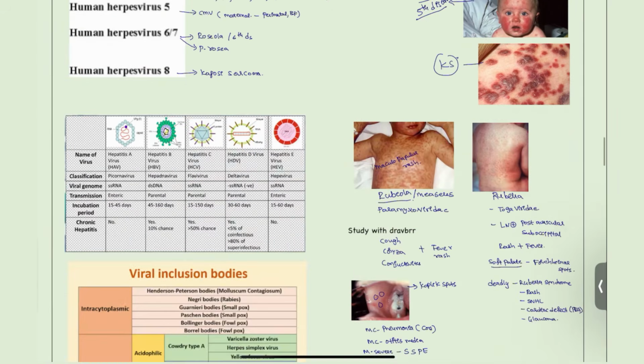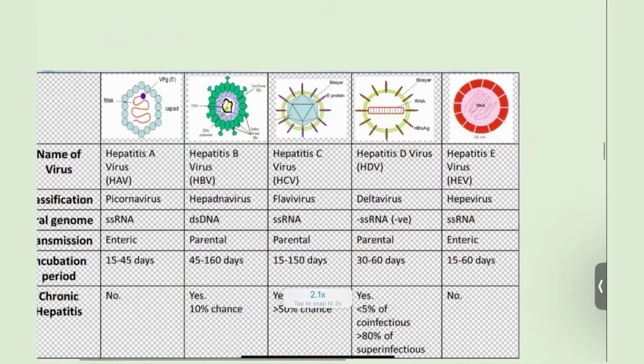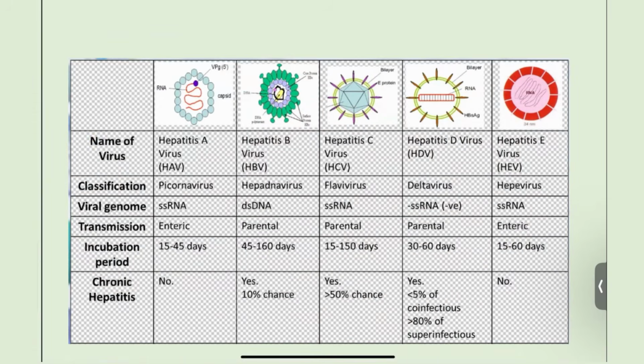Next, moving on to the hepatitis viruses. Hepatitis viruses, one point we already discussed, the DNA viral genome that is present in hepatitis B. Next, coming to hepatitis A, it is going to be the enteric type and the incubation period is 15 to 45 days. Commonly, these patients do not have chronic hepatitis.